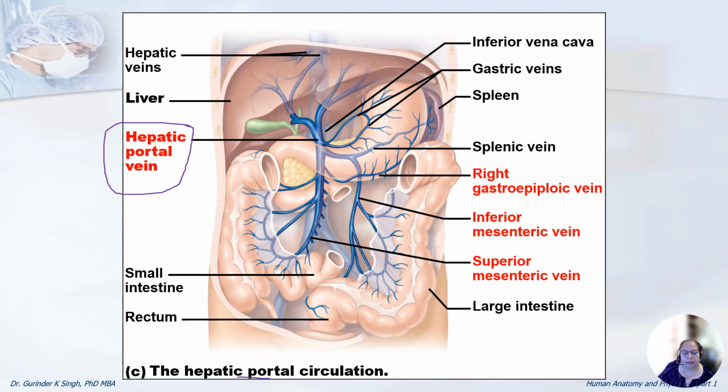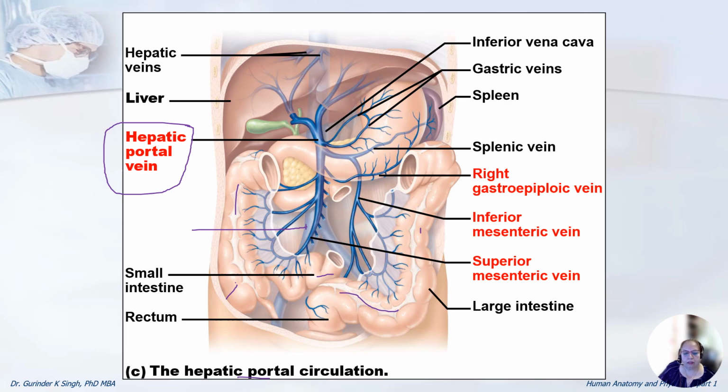Looking at this picture, behind is your superior vena cava. From the intestine, this portion is the small intestine. Remember the ileocecal region, this is the cecum region of the large intestine. This is the sigmoid region, that's the ascending colon. The transverse colon has been cut off, and this is the descending colon.